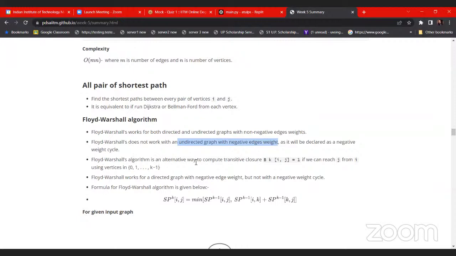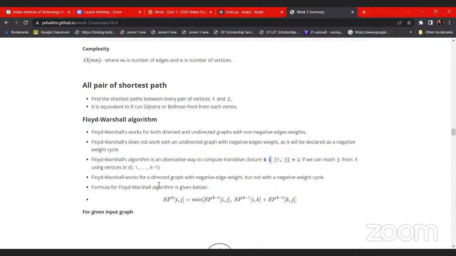The Floyd-Warshall algorithm is an alternative way to compute the transitive closure. The transitive closure is a different thing that represents the path information: is there any path available from vertex i to j or not? That is called the transitive closure. Here, the transitive closure entry for i, j is equal to 1 if we can reach j from i. So we can find this transitive closure using the Floyd-Warshall algorithm concepts.